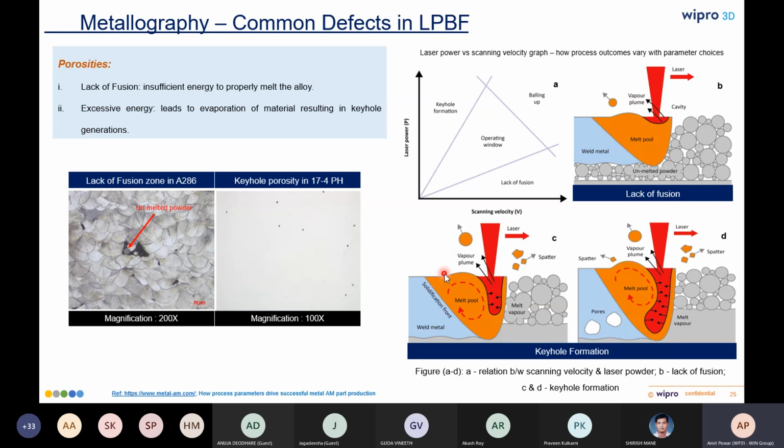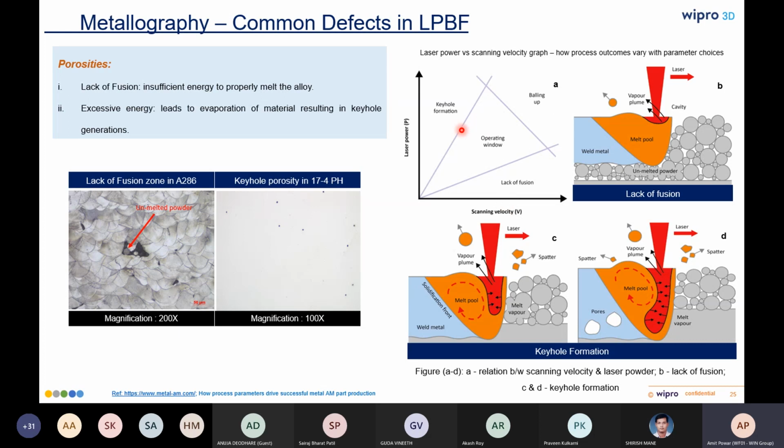So, common defects. The two most common defects observed in LPBF are a lack of fusion zone and keyhole formation. Going into details of how these defects are generated, a helpful way to think about this is to plot our parameter choices in a PV space. What is this? P is the laser power against the scanning velocity.